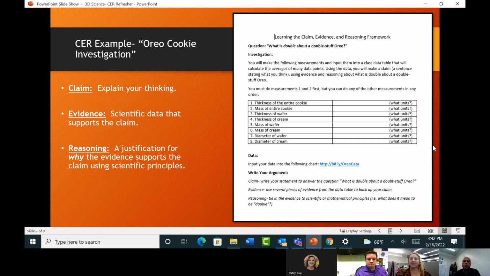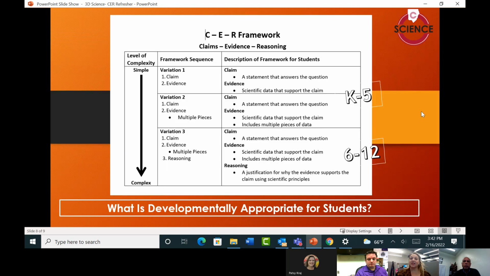All right, so this is a great way to get your students thinking along the lines of CER frameworks. And I wanted to show you what is developmentally appropriate, the progressions of how students are learning to write a claims, evidence, reasoning paragraph. So for our K-5 students, we're going to scaffold, and we're going to start out with just our students writing a claim and supporting that claim with scientific evidence.